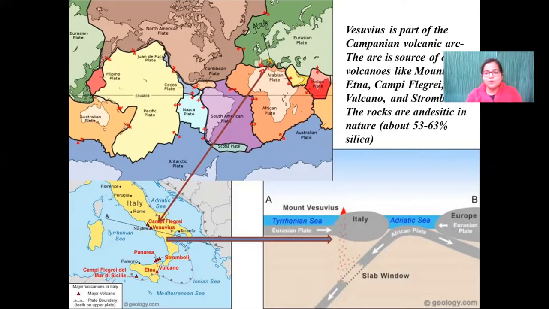Now, one continent can be denser in nature, another continent can be lighter in nature. So, Eurasian plate, African plate, both are continental in nature. African plate is denser in nature. African plate is primarily denser in nature. So, what happens? The African plate, upon colliding, moves down. It moves down the Eurasian plate.